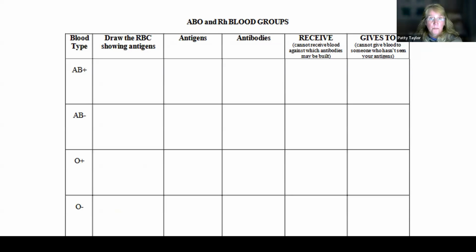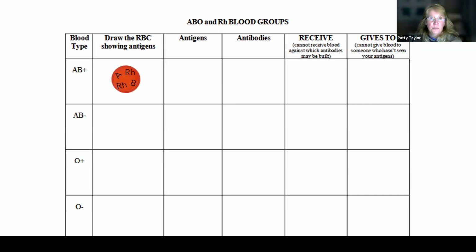There's 4 more. These are AB positive, AB negative, O positive, and O negative. If you feel comfortable, you may want to pause the video and go ahead and complete these on your own. If you're still kind of getting your bearings straight, let's walk through these together.